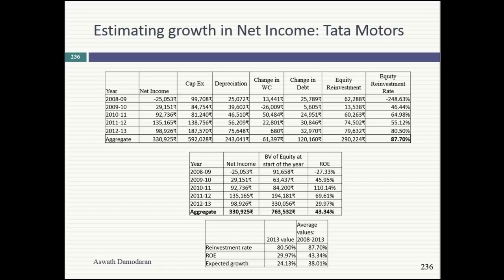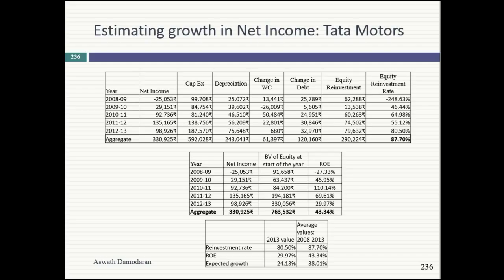So that's Deutsche. Let's turn to Tata Motors. I actually showed you this table earlier when we did the free cash flow to equity. In that table I computed how much the equity reinvestment was each year that the company made. And over the 5 years, the equity reinvestment rate was about 88%. For every $100 of net income coming in, I'm putting back $88.